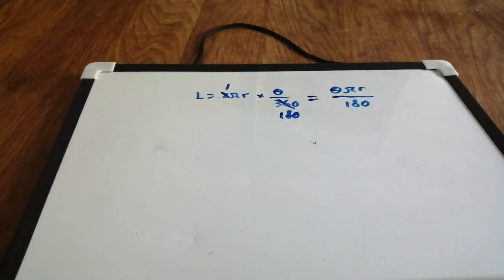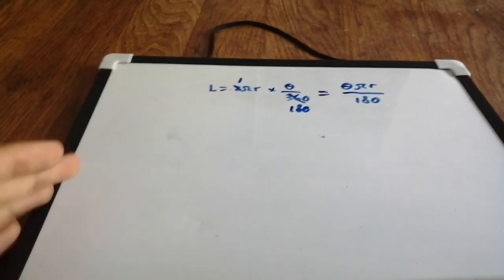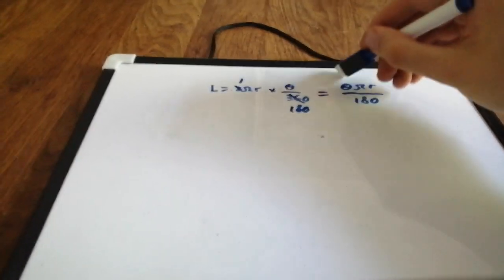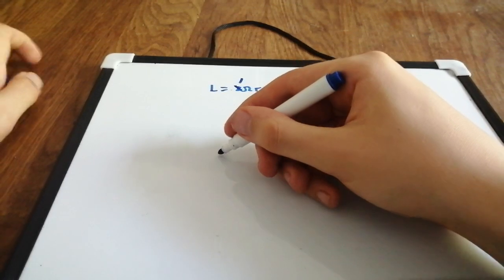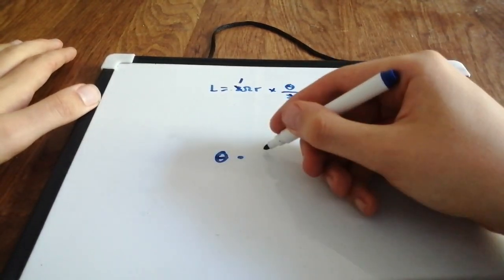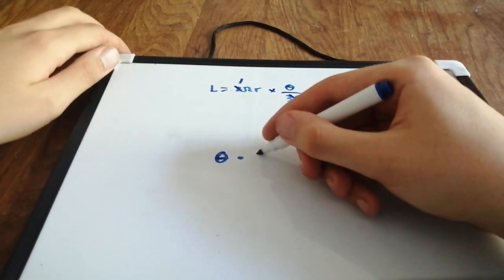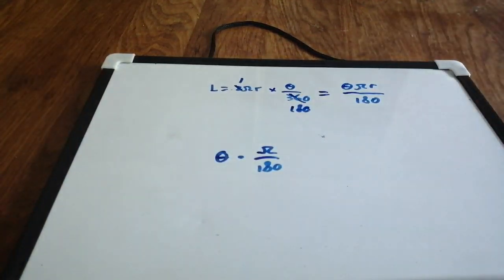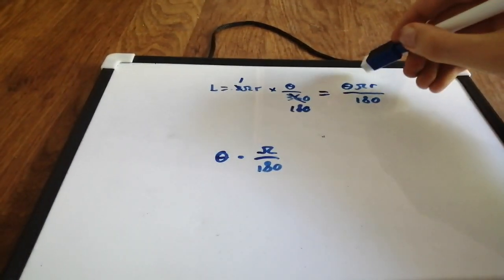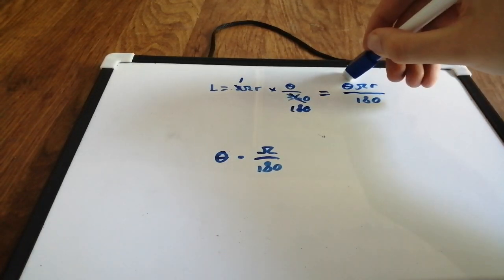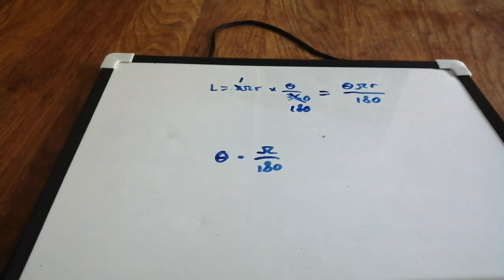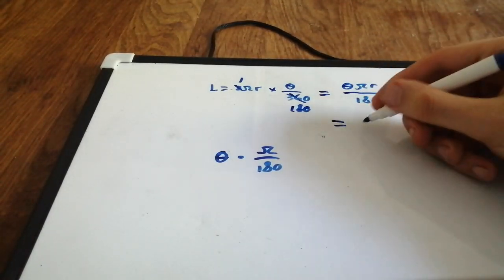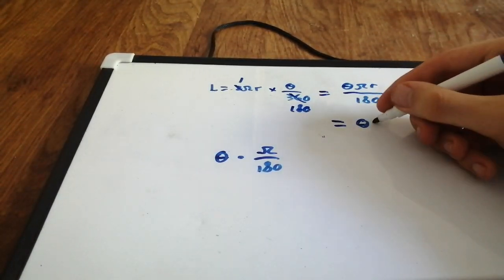Now, if you remember back a couple of videos, we found how to convert from degrees into radians. Currently this angle theta is still in degrees. And to convert an angle from degrees into radians, we multiply theta by pi over 180. As you can see here, that's exactly what we've got: pi over 180 times theta. So if we ignore the r for now, we can rewrite this angle in radians.